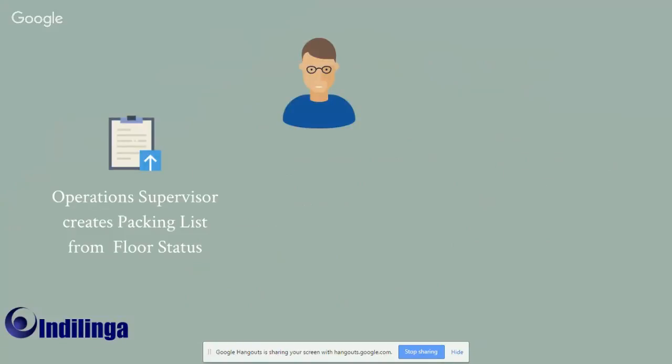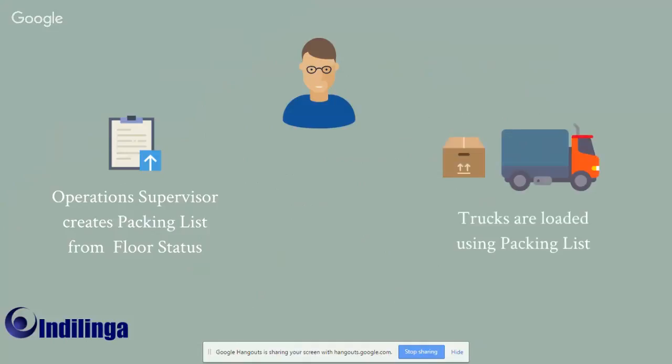So the next step would be that the operations clerk can then go onto the floor status screen and filter according to what is ready to be loaded. And from that, they can create the packing list. So the operations supervisor can see what documentation has been completed, what can be loaded out to Windhoek, and from that, they can create a packing list to load the vehicle. From that, the trucks are then loaded using that packing list.